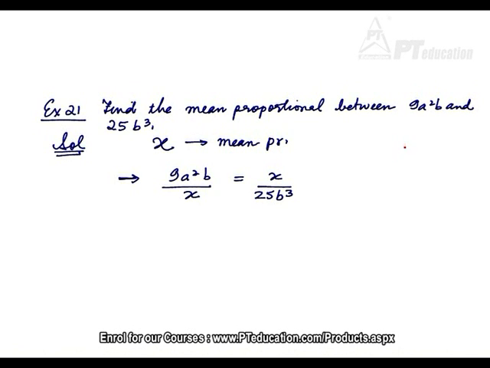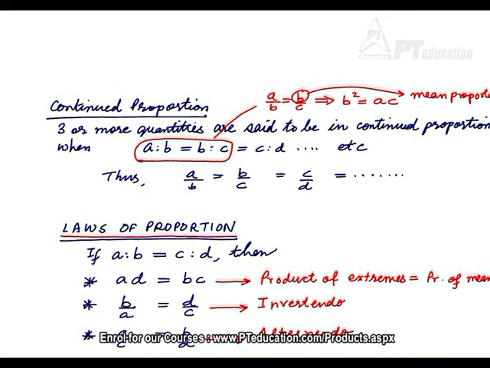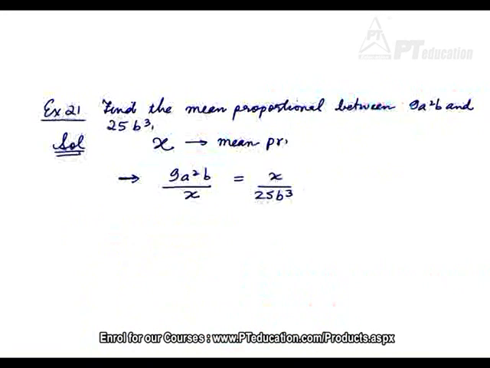I will remind you of the definition of mean proportional. In fact, let me take you to that particular page. Here it is. In continued proportion, I hope you recall this discussion we had, that if a, b, c are in continued proportion, then a by b is equal to b by c, or b square is equal to ac, and b was the mean proportional. So using that, we have made this simple equation here.